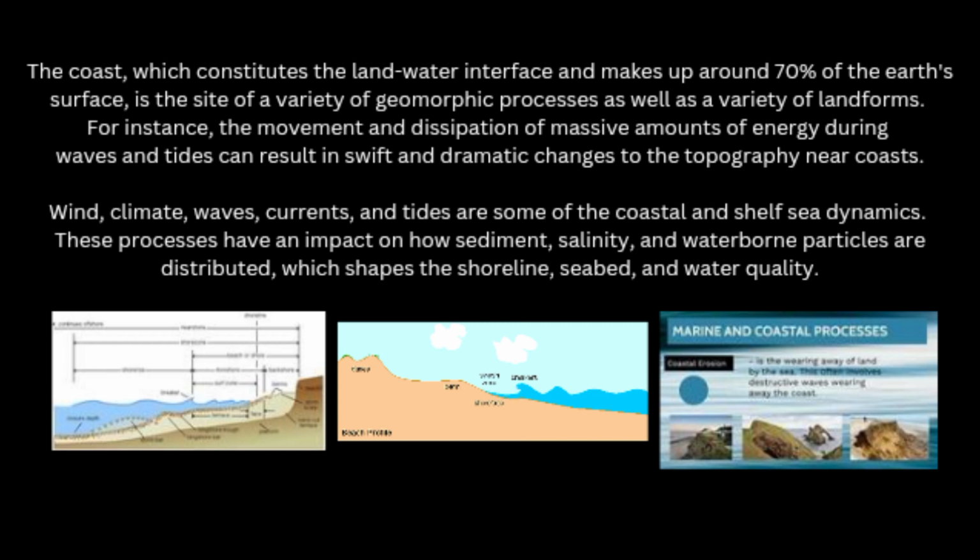For instance, the movement and dissipation of massive amounts of energy during waves and tides can result in swift and dramatic changes to the topography of the coast. Wind, climate, waves, currents, and tides are some of the coastal and sea dynamics. These processes impact how sediment, salinity, and waterborne particles are distributed, which shapes the shoreline, seabed, and water quality in our marine life.